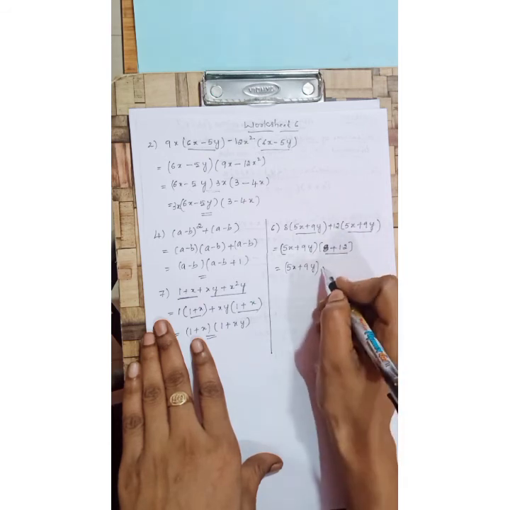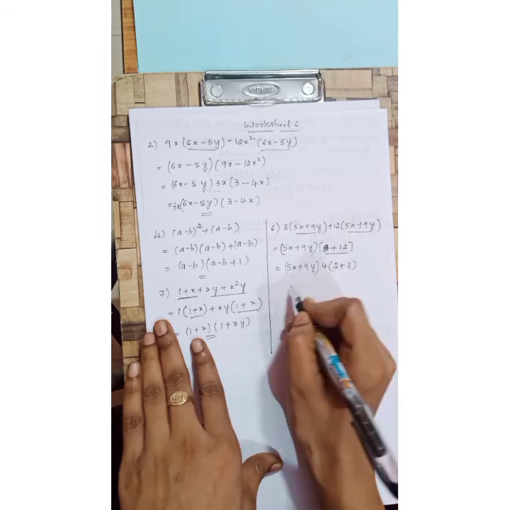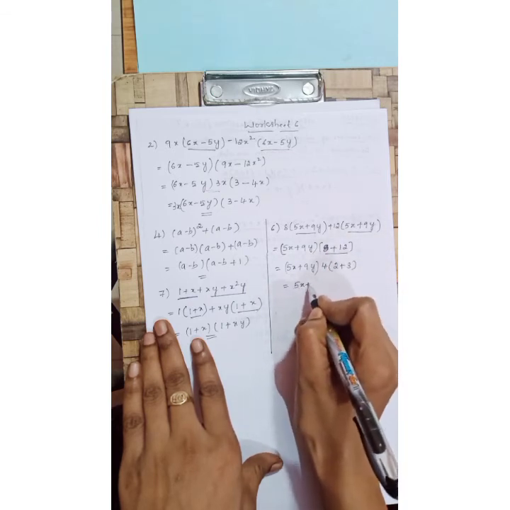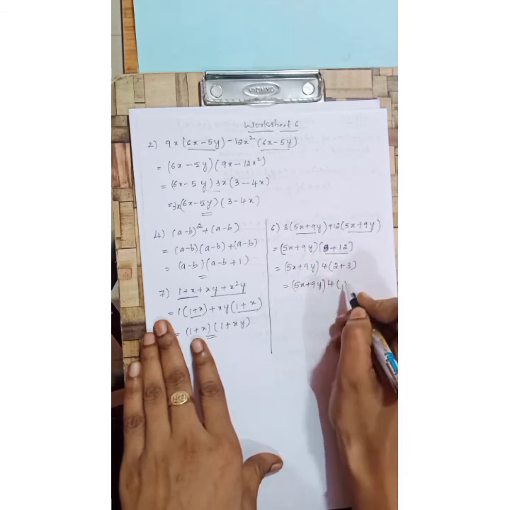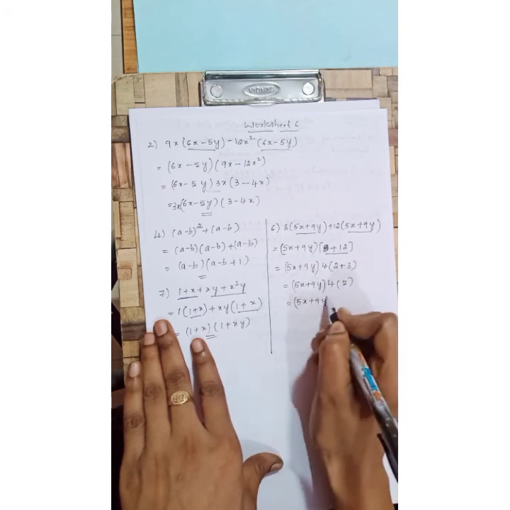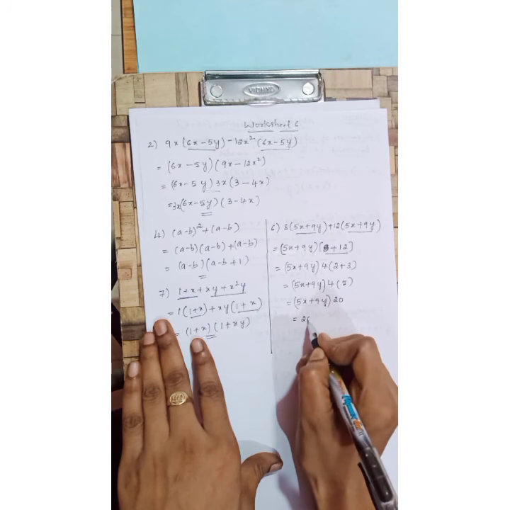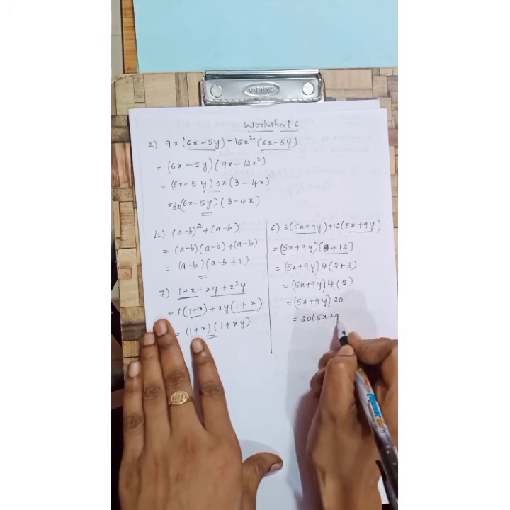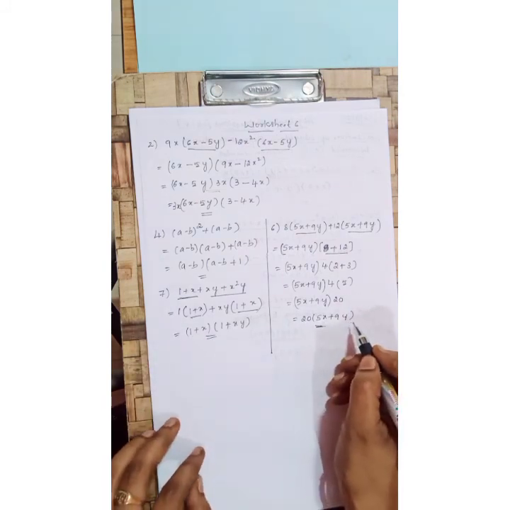What is common means we can take here 4 as a common. 4 2s are 8 plus 4 3s are 12. See here 4 2s are 8 then 4 3s are 12. So here again write as it is 5x plus 9y common factor. Then 4. 2 plus 3 is 5. So write 5x plus 9y as it is. 4 5s are 20. So we can write this as 20 into 5x plus 9y. Therefore the answer is 20 into 5x plus 9y. So let us solve another one.